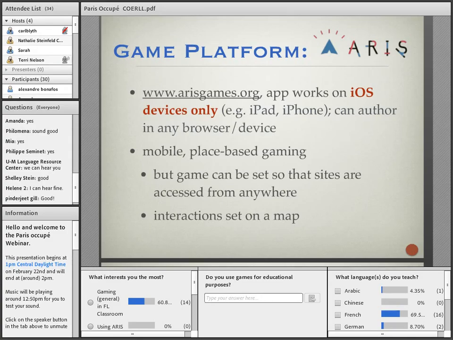The game is designed for mobile place-based gaming. That is, it's designed so that students or users take out an iPad or an iPhone and walk around. And as they're walking around, they can be doing a scavenger hunt.